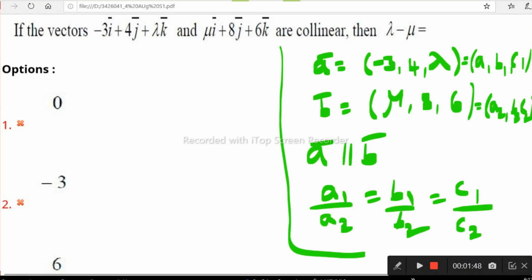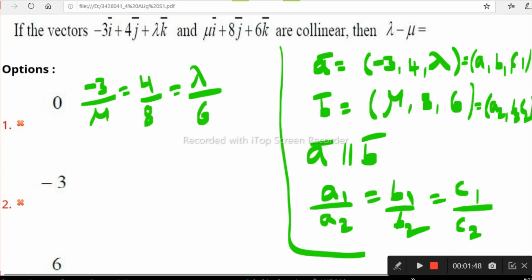When two vectors are given as linear combinations of i, j, k, we can simply use this super tip. What is it? A1 by A2: A1 is minus 3, A2 is mu, right? And B1 is 4, B2 is 8. Then C1 is lambda, C2 is 6. Okay, we can equate them.